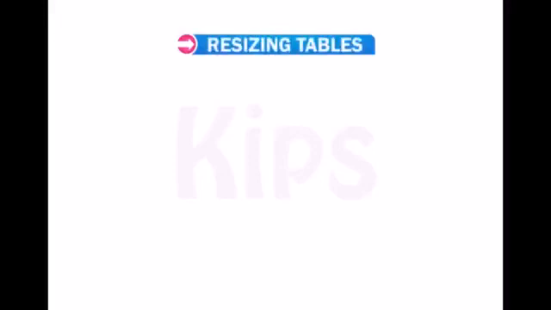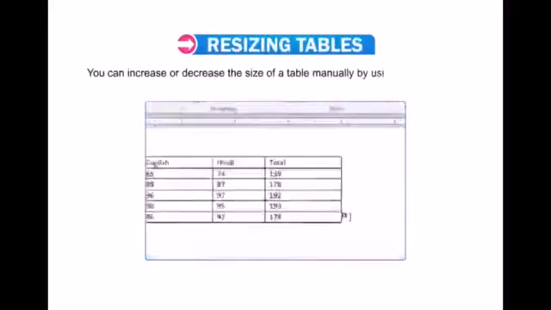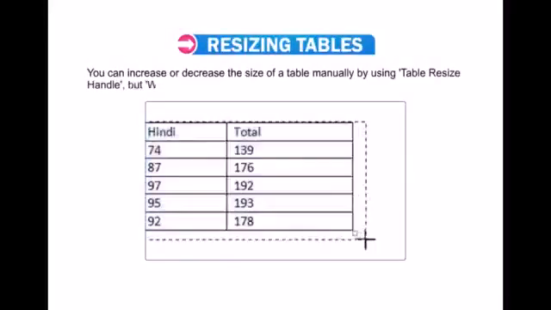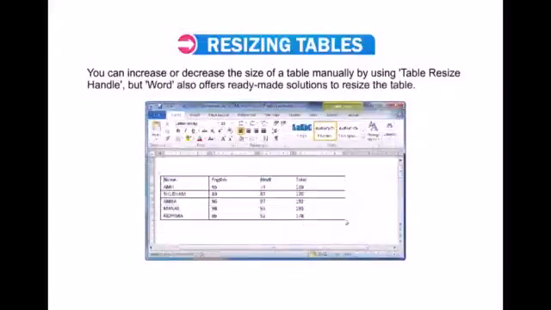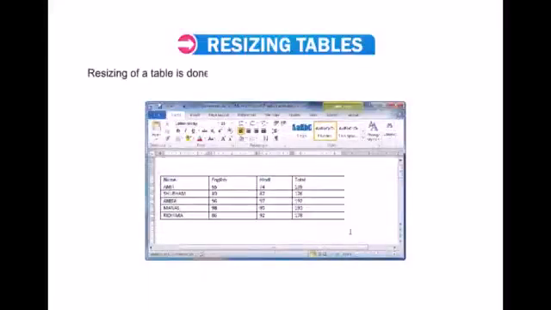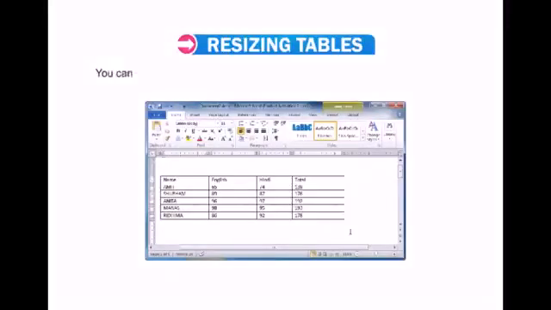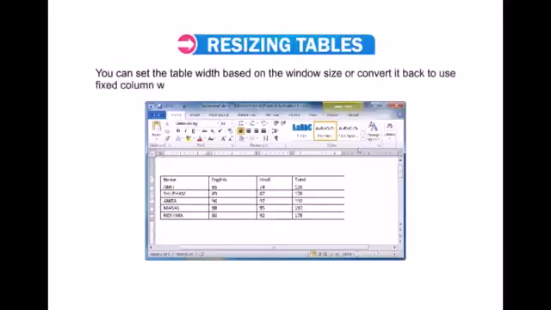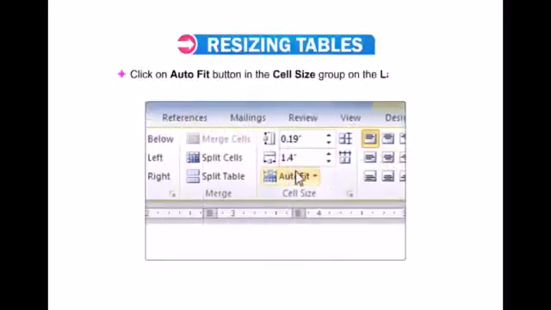How to resize tables. You can increase or decrease the size of a table manually by using the Table Resize handle. But Word also offers ready-made solutions to resize the table. Resizing of a table is done by the AutoFit option that offers flexibility to automatically resize the column widths based on the size of text in them. You can set the table width based on the window size or convert it back to use fixed column width. Click on the AutoFit button in the Cell Size group on the Layout tab.